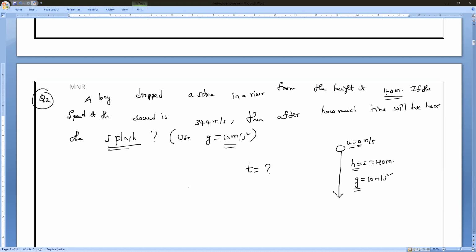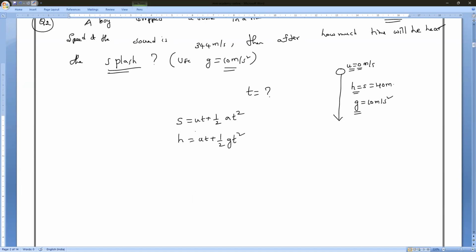The second equation is s = ut + half gt squared, or we can say h = ut + half gt squared. Now, initial velocity is 0, so that whole term will become 0. So height is equal to 40, half into g value is 10, into t squared.